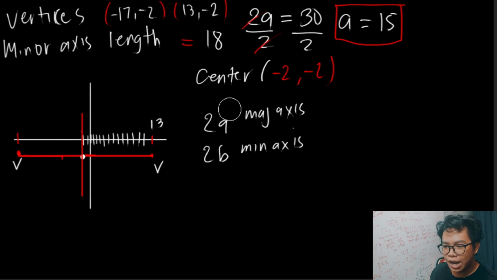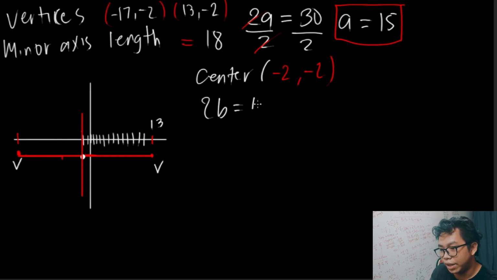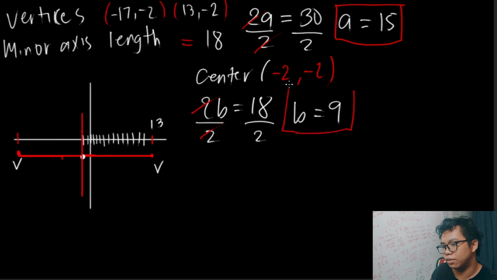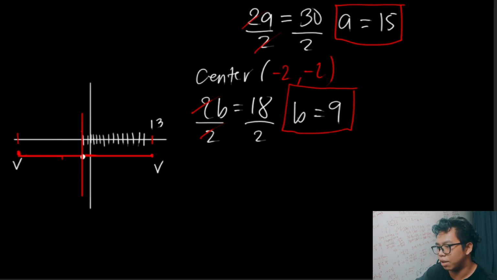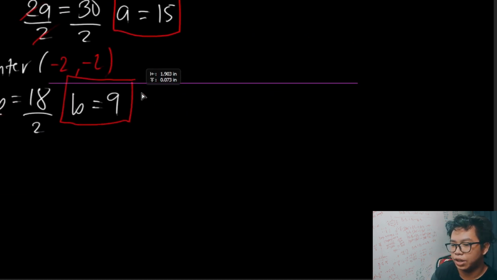Dahil alam natin na ang minor axis is equal to 18, alam natin na 2b is equal to 18. Divide both sides by 2, alam natin na b is equal to 9. Tapos na. Ang dali. So, a is equal to 15, center (-2, -2), and b is equal to 9. Dahil alam na natin yan, ko-construct na natin yung standard equation ng ellipse.